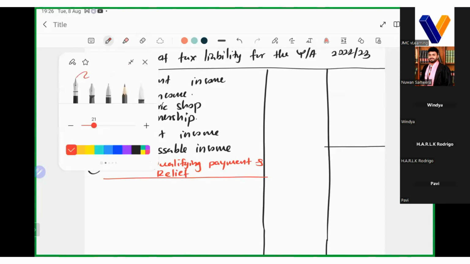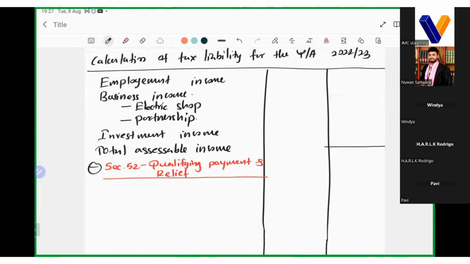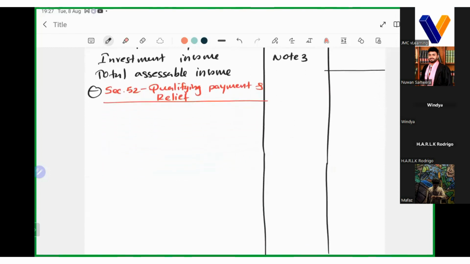Right. Now you know what are the applicable qualifying payment and relief for individual, right? Then you have to calculate this employment income, note 1. Then under that electric shop, you need to calculate note 2, the investment note 3. And if you have any concern or in doubt, you can raise your voice and ask questions. Then I will help you to solve that problems, right?